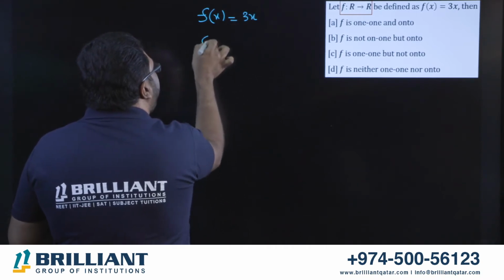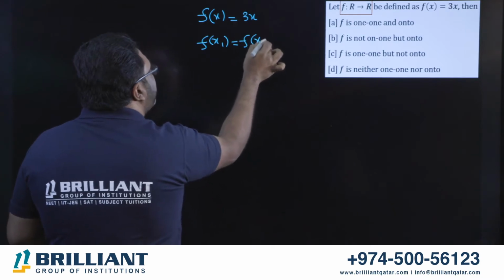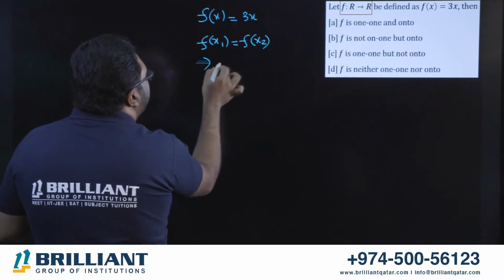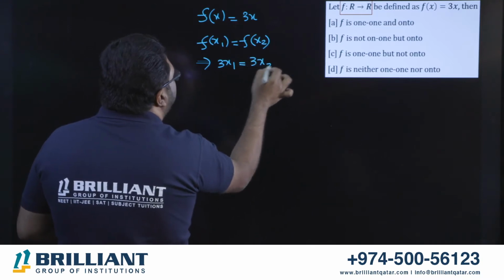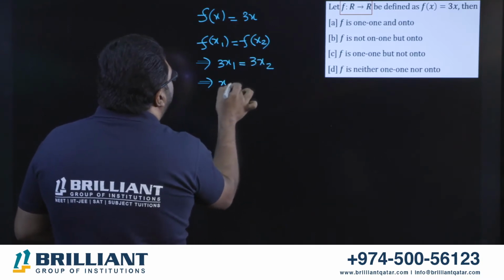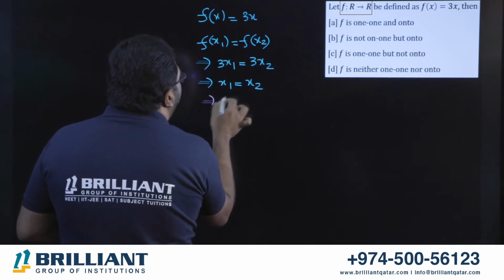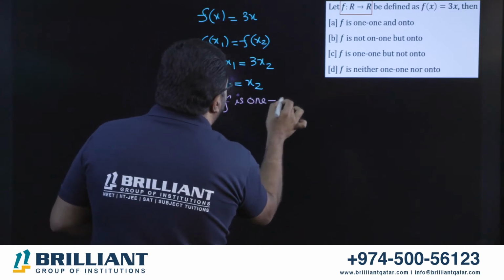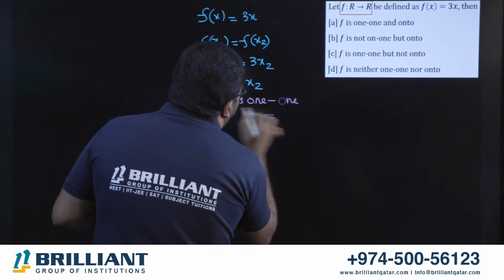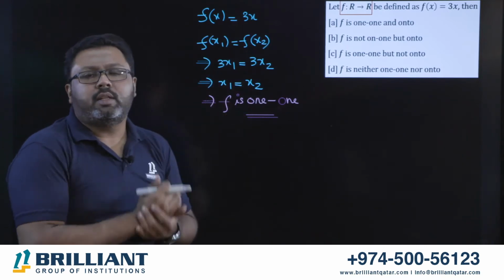So f of x1 equal to f of x2 implies 3x1 is equal to 3x2, which implies x1 equal to x2. So that implies f is 1-1. Is it clear, all of you? Very easy. This is the basic definition for proving that a function is 1-1.